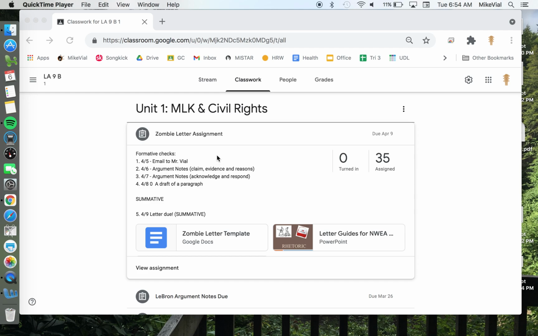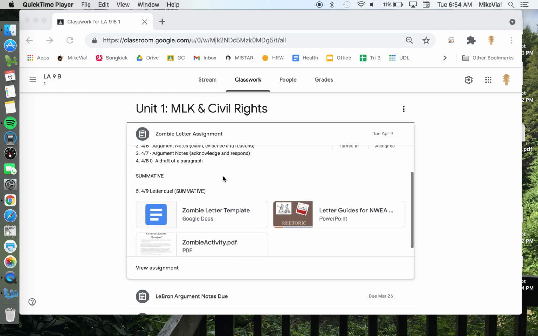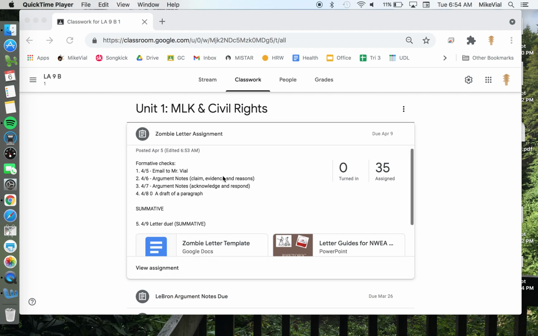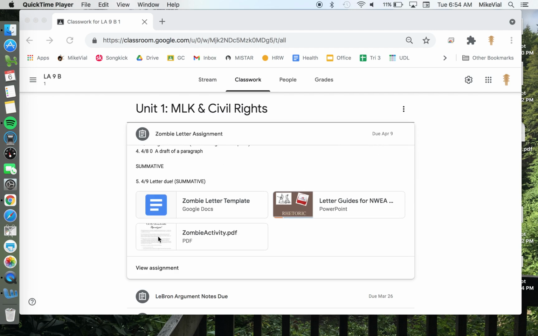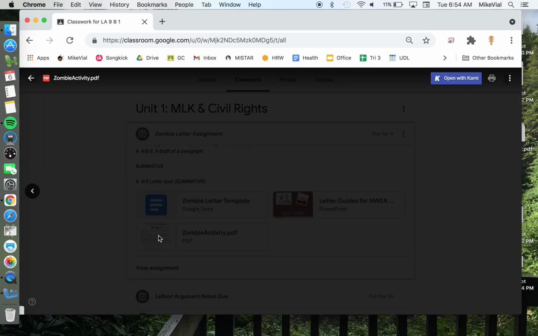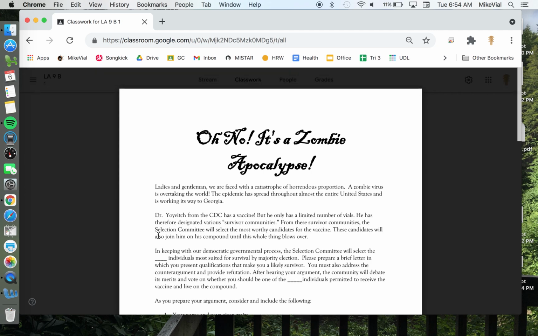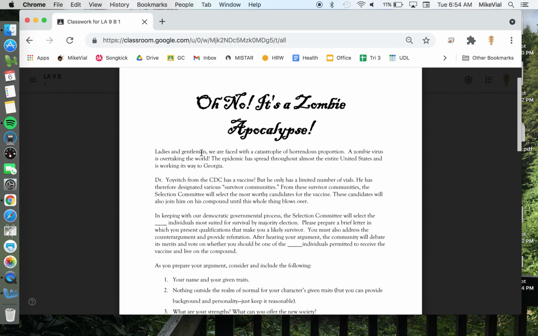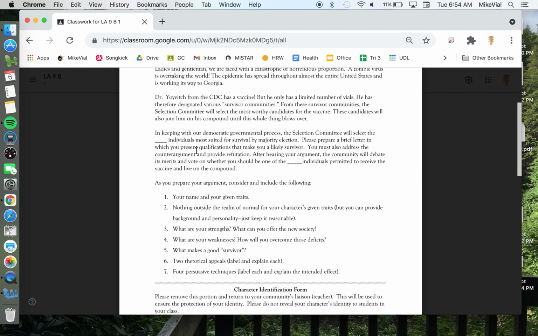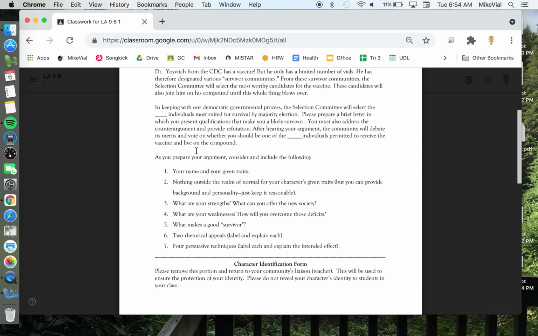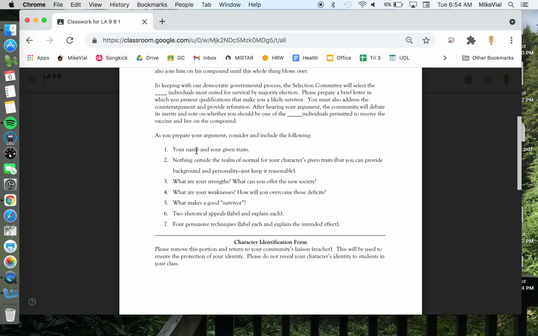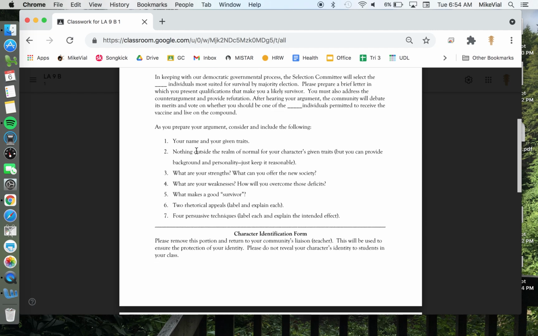I'm going to talk about different ways to approach this assignment, and I'm going to walk you through some examples as well. So, the zombie letter assignment is to pretend you are the person in the little character description I gave you yesterday. If you were absent yesterday, you will see that character description in the private comment in this assignment. And what you're doing is you are preparing a letter to write to a committee that your person should get that vaccination to protect them from the zombie assignment and be able to stay at the compound.